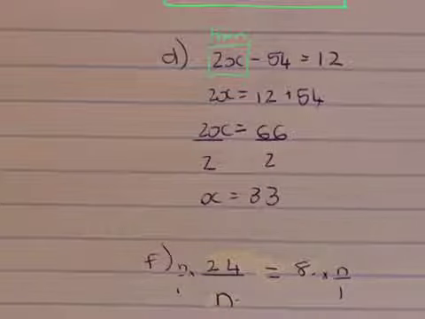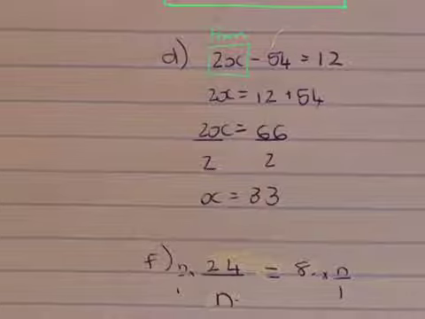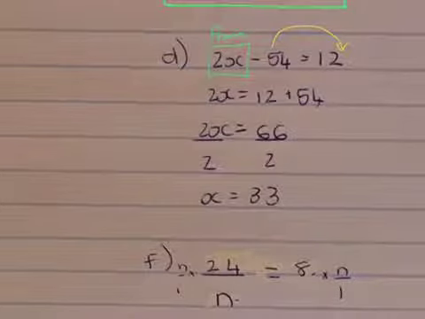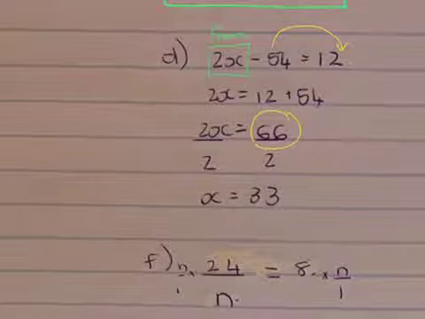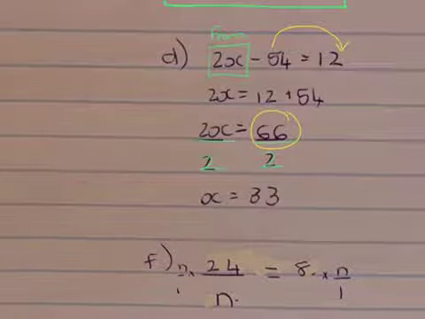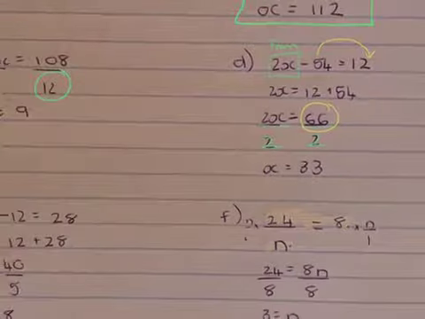So then I need to get 2x by itself, because that x is being trapped. So I'm going to take the 54 across, and instead of subtracting, I'm going to add to undo that subtraction, and that's going to get me 66. So then I have 2x equals 66. So I need to get rid of the multiplication, so I divide by 2 on both sides, and I get x by itself is 33.